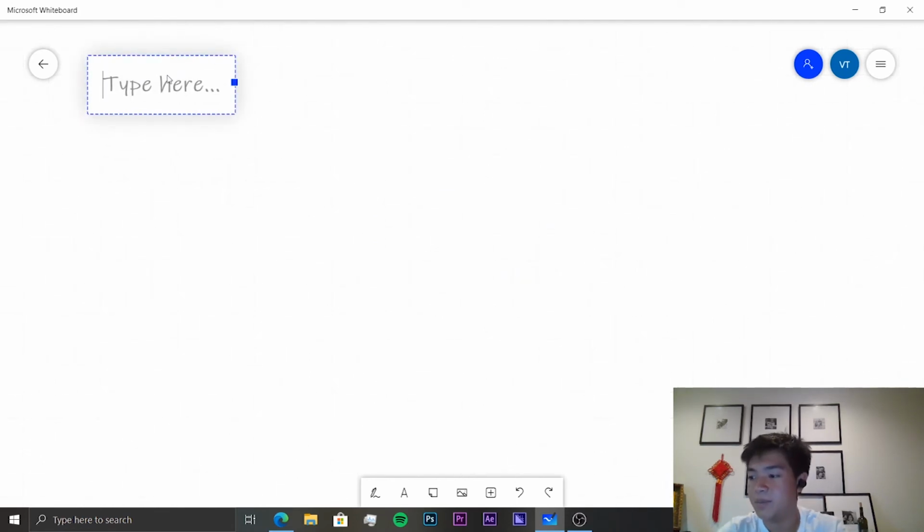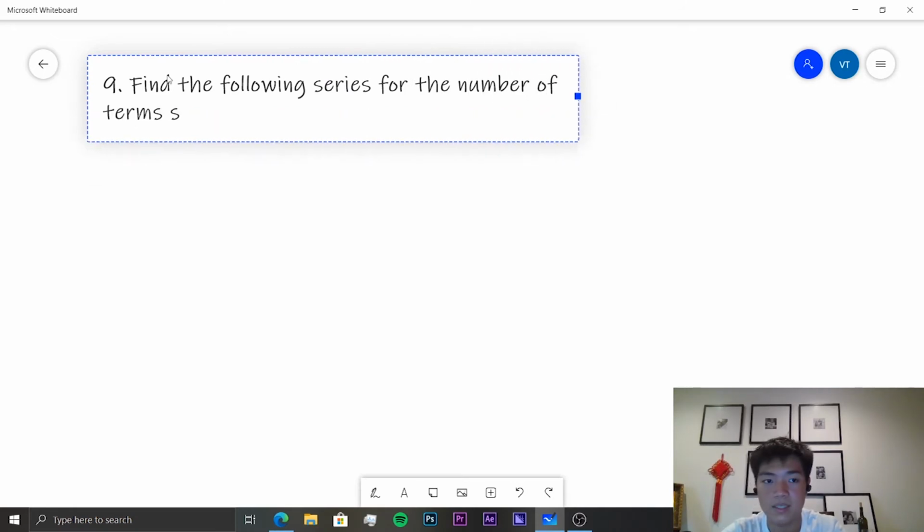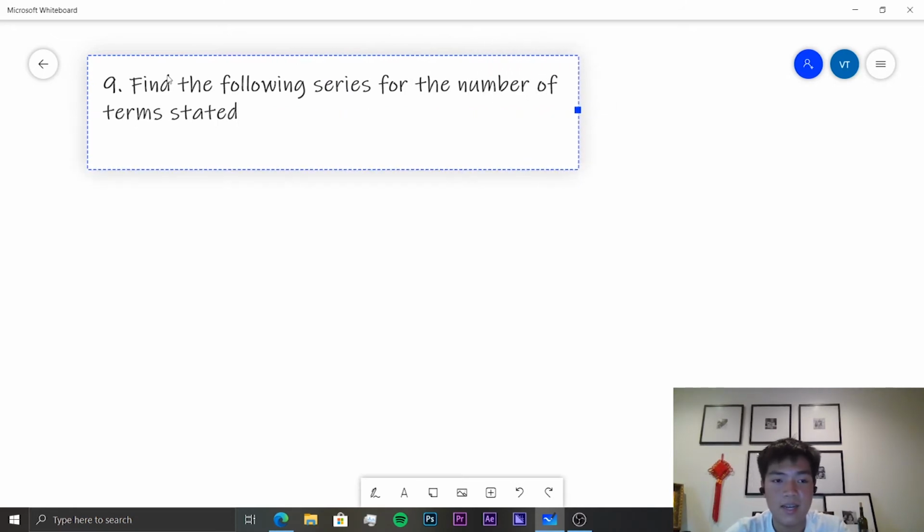So jump 8. We want to go to 9. Find the following series for the number of terms stated. And I'm going to go straight to D. Let's jump right into 0.1 minus 0.03 plus 0.009 minus 0.0027, and so on for 15 terms.